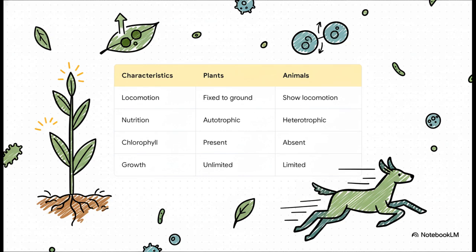But here's a really fascinating one: growth. A plant's growth is basically unlimited. It just keeps going its whole life. But an animal's growth, it's limited. We grow for a while and then we stop.